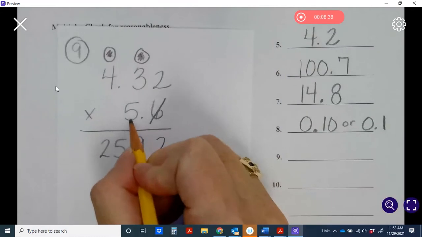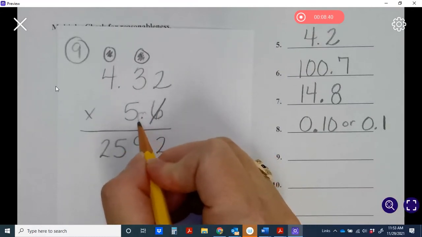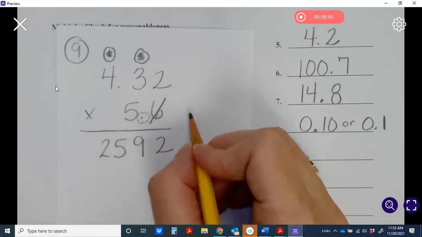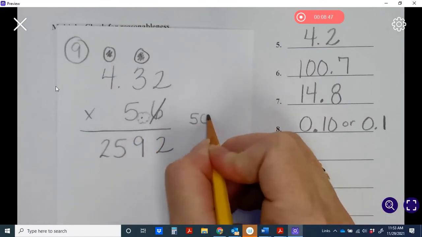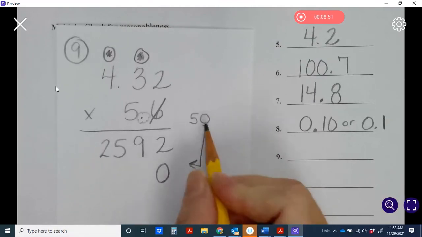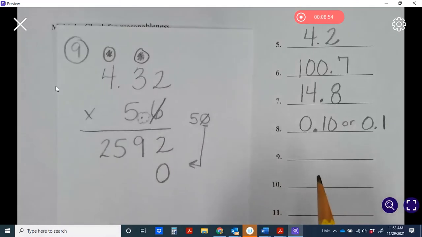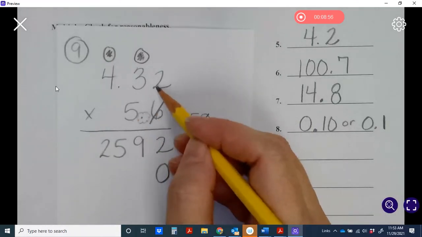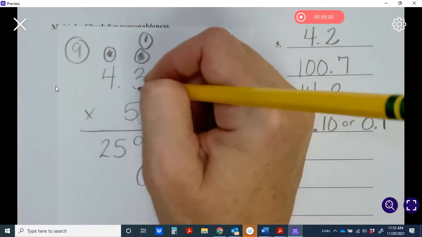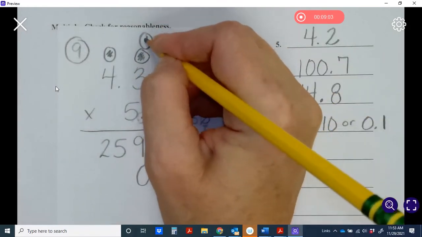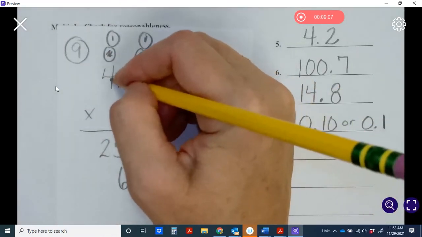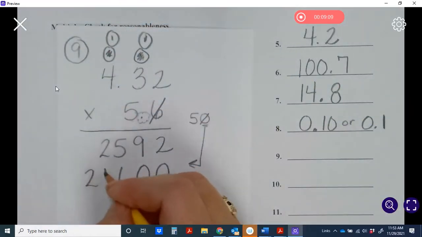I have a 5 here. Now we're going to pretend that this decimal doesn't exist right now, so the number would be 56. So the 5 would have a 0 after it. This 0 is going to be a placeholder, and now we can just multiply by 5. 5 times 2 is 10, carry the 1. 5 times 3 is 15, plus 1 is 16, carry the 1. 5 times 4 is 20, plus 1 is 21.